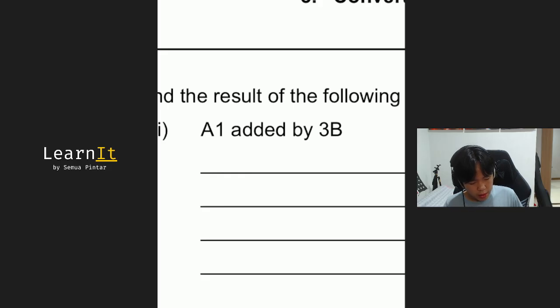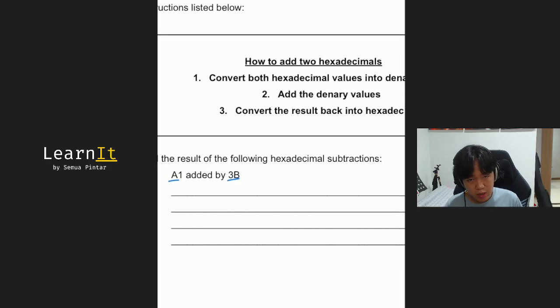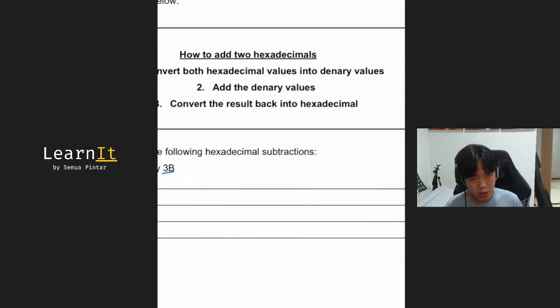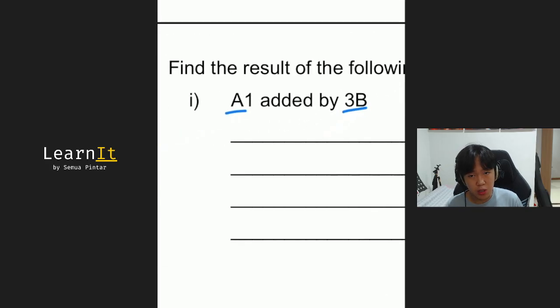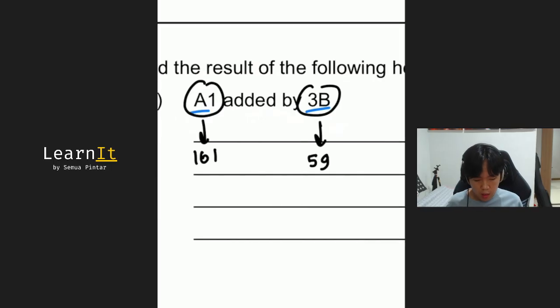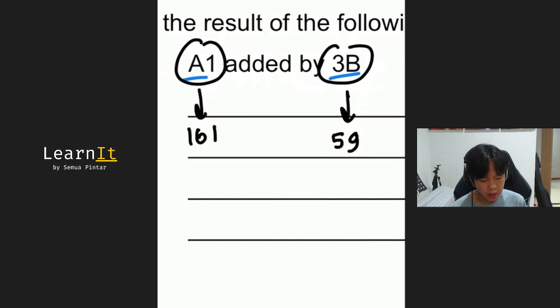So we have 2 hexadecimals here. Okay, so the first step that we have to do is actually quite simple. We just need to follow the instructions. Okay, if you follow the instructions, you're fine. So we have to convert them both to denary values. So of course you guys are going to convert A1 first to binary and then denary, as well as 3B. Okay, if you convert it, you should get the denary 161 and 59.